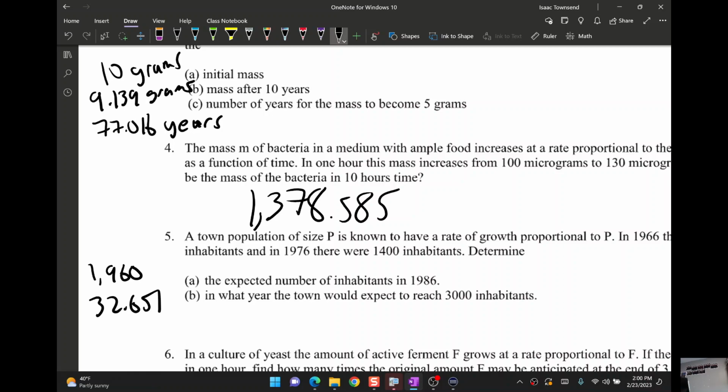The hourly growth. We don't want to round until the very end, so don't change that to the decimal. Just leave it as the natural log of 1.3. Only round at the very end.